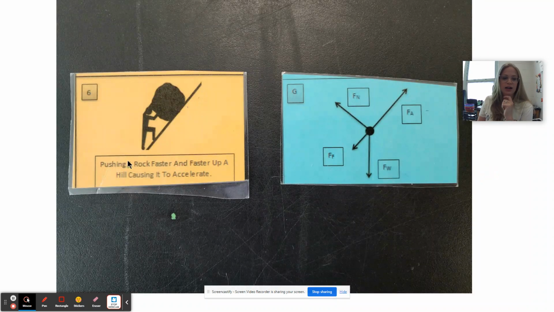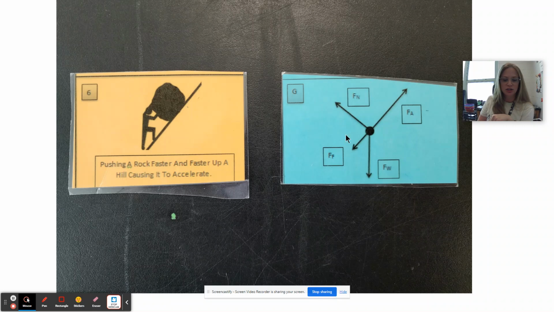All right, here we have the guy pushing a rock up a hill. And we see that you have gravity here. Normal force will be going at a right angle. And since he is pushing the rock up the hill, you'll have the applied force going up the hill.